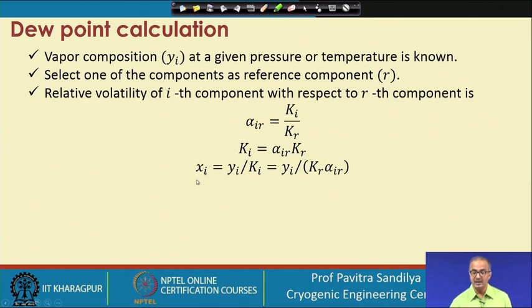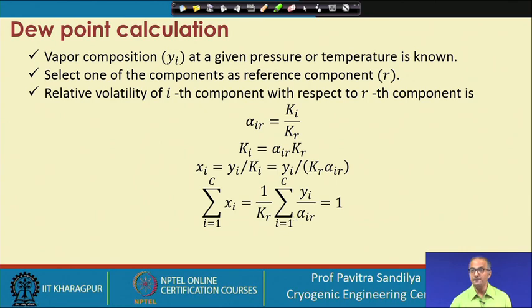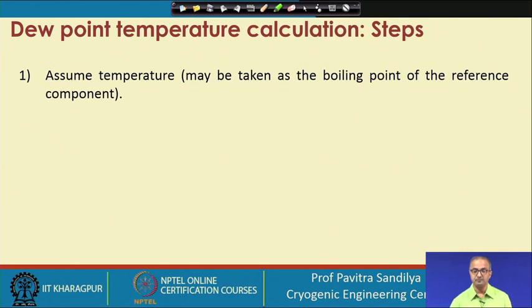Now we are writing Xi, which is unknown to us, in terms of Yi and the Ki, and then we again take the summation of this Xi, which is equal to 1, and here we have substituted for Ki alpha IR Kr. So we get this particular equation for the summation of the Xi, and if we are reaching the solution, then it must be equal to 1.